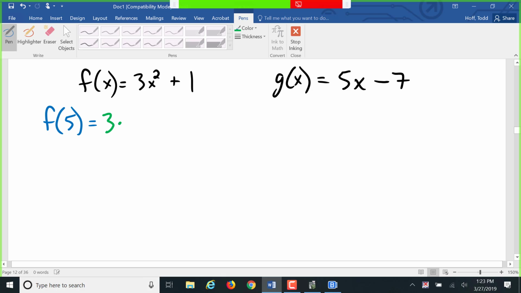Yeah, 3 times x squared becomes 5 squared plus 1. And if we evaluate that, yes, it's 3 times 25 plus 1, which is 75 plus 1, otherwise known as 76.